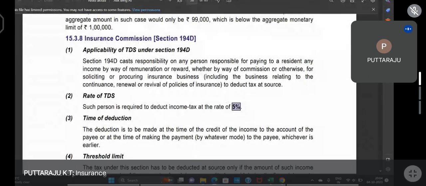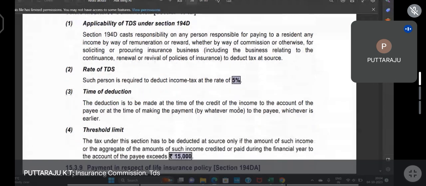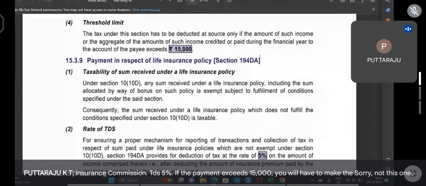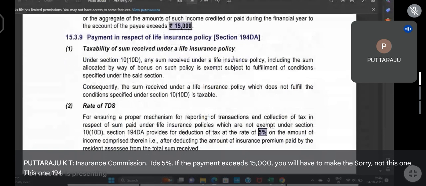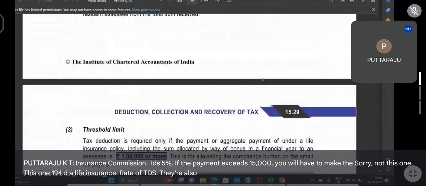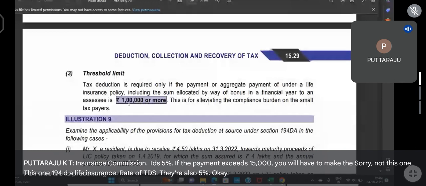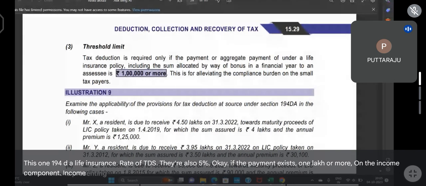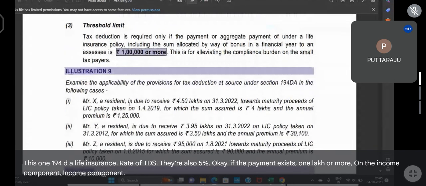Insurance commission, TDS 5%. If the payment exceeds 15,000, you will have to make the, sorry, not this one, 194DA life insurance. Rate of TDS, there also 5%. Okay. If the payment exceeds 1 lakh or more on the income component, you need to make the TDS.